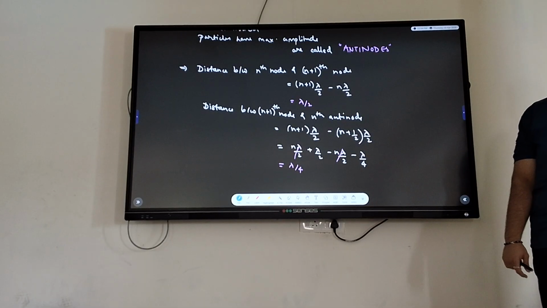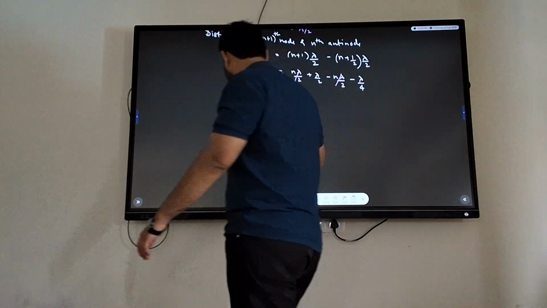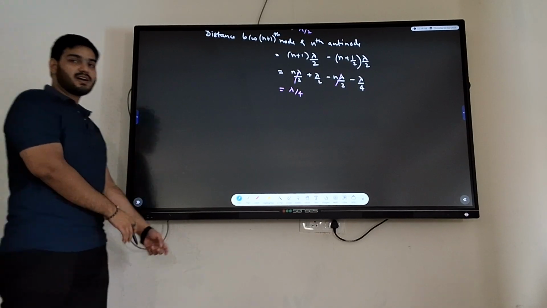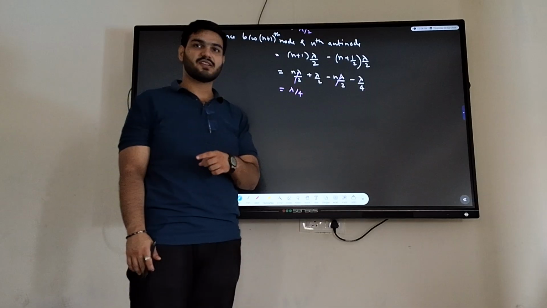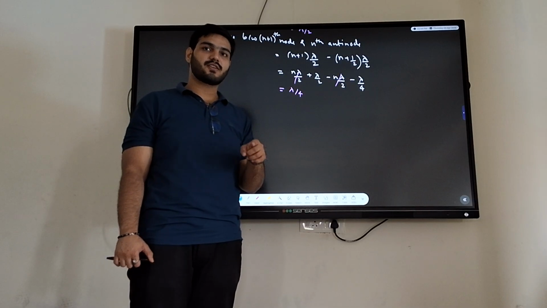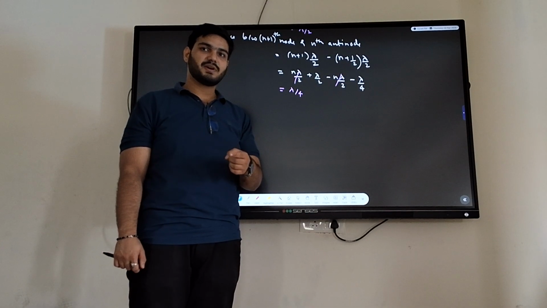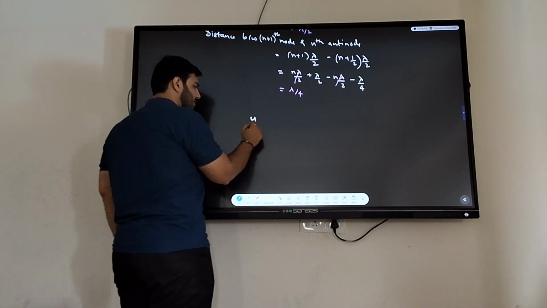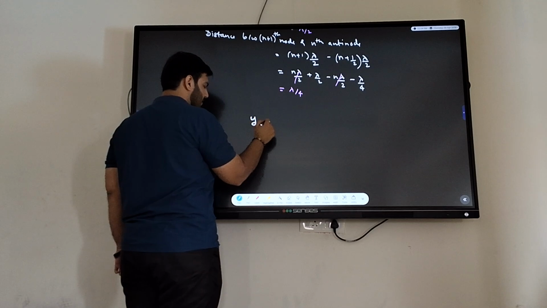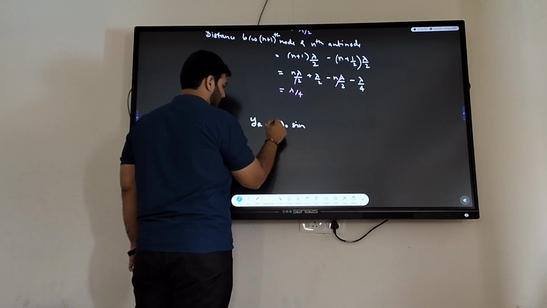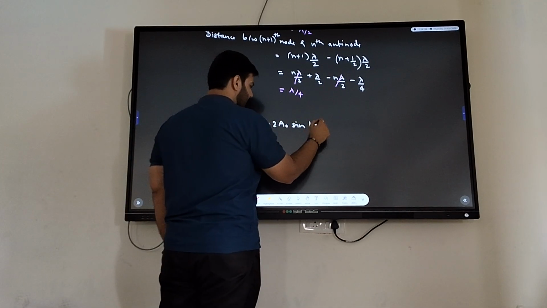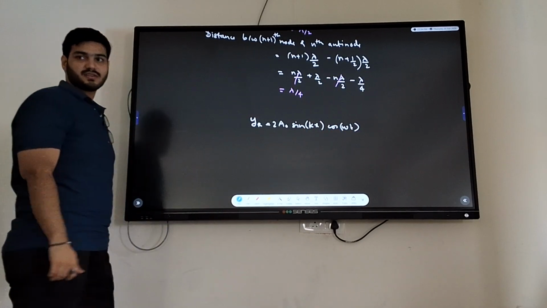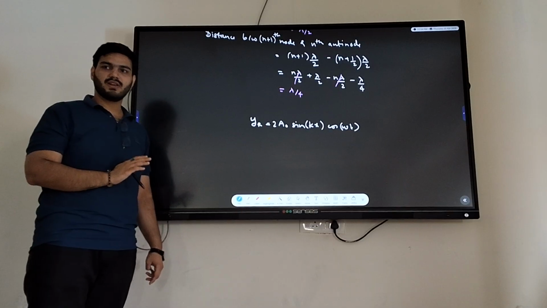Now I want to write one note. If you remember, at the start of the derivation I took very few specific waves: a naught sin(kx minus omega t), and the other a naught sin(kx plus omega t). But it need not be like that. From that we found the expression. What was the expression that we found? y_R as 2 a naught sin kx cos omega t. We found this expression, but it need not be the only expression.